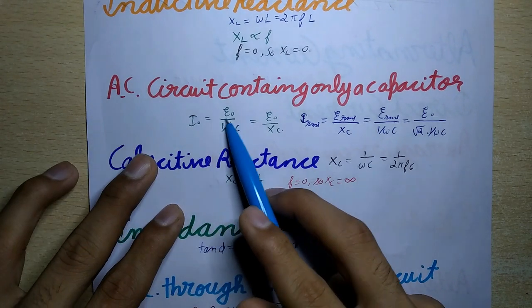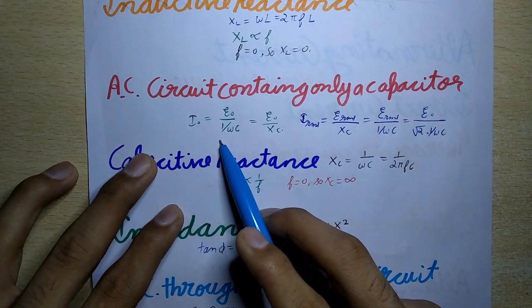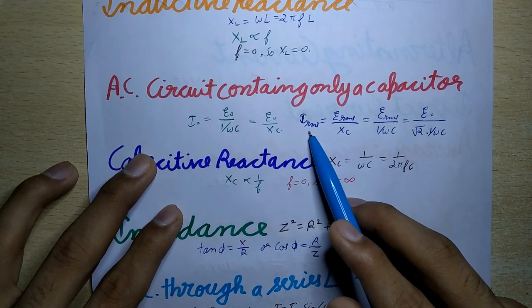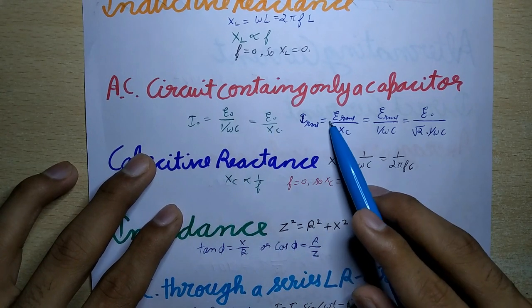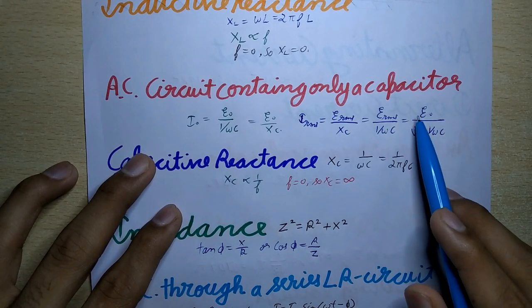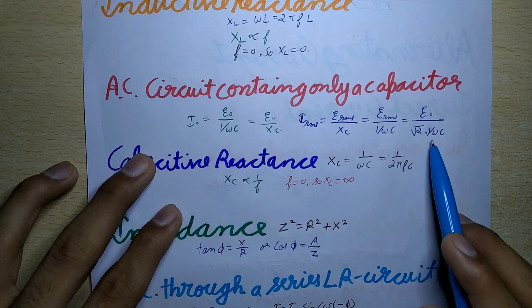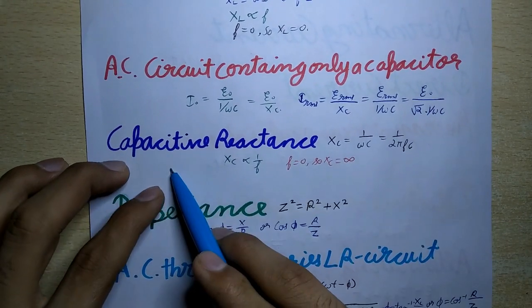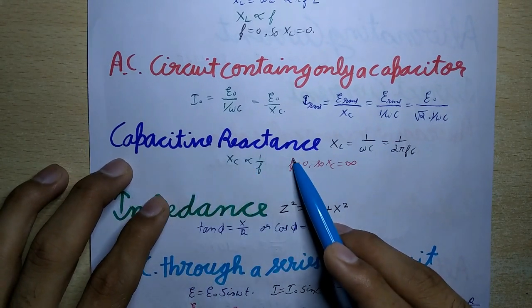and the peak value of current I₀ is equal to E₀/(1/ωC), which is equal to E₀/XC. Now root mean square value of current I RMS is equal to E RMS/XC, which is equal to E RMS/(1/ωC), which is equal to E₀/(√2) × ωC. Now next is capacitive reactance.